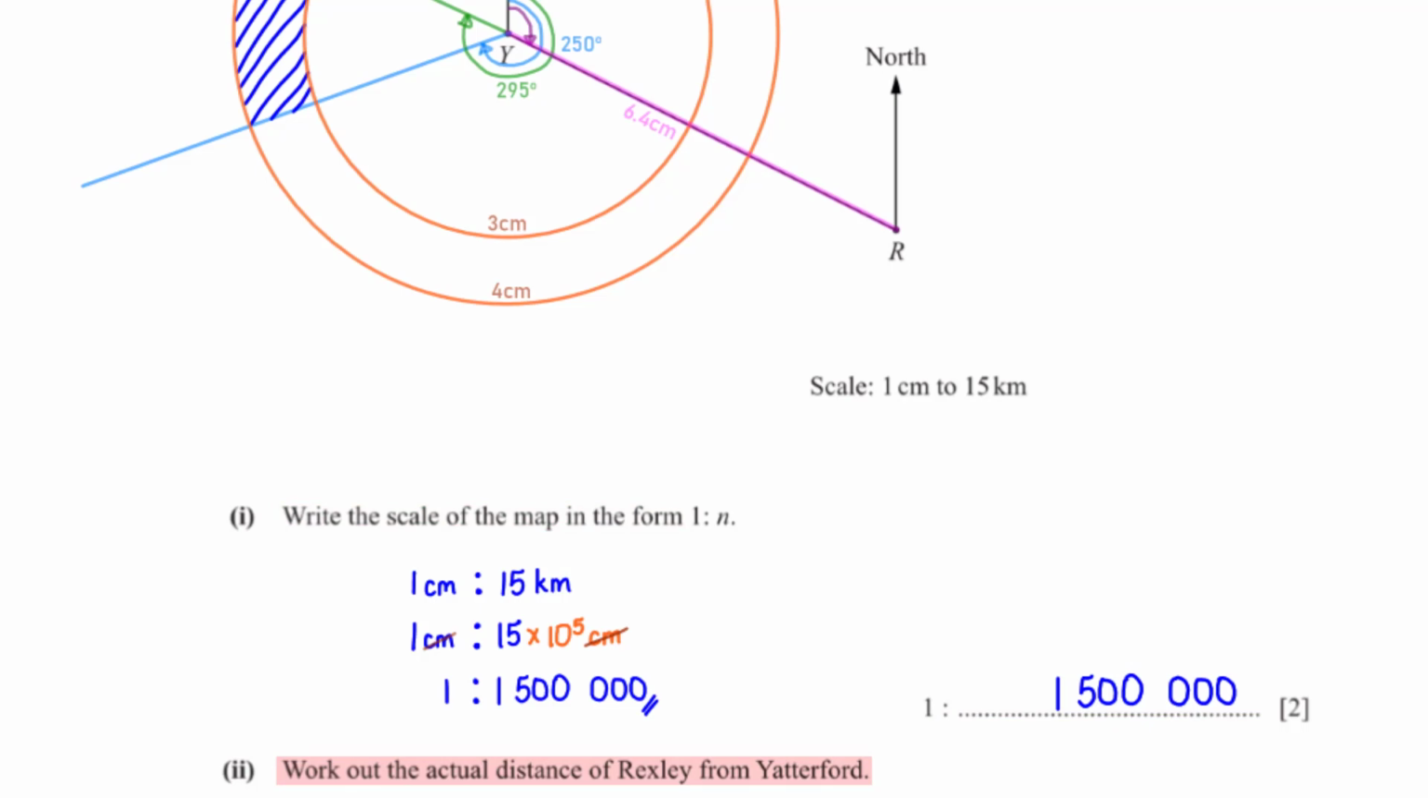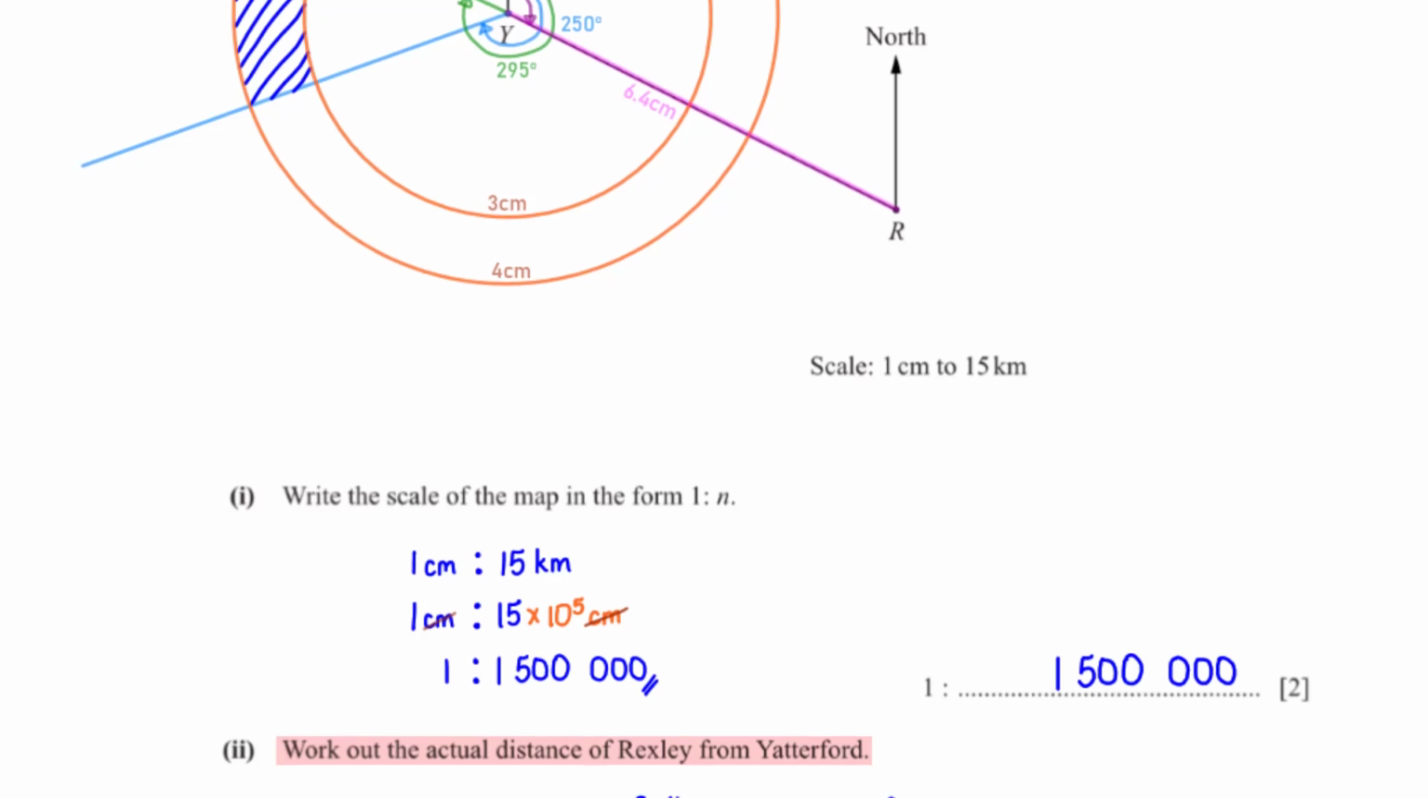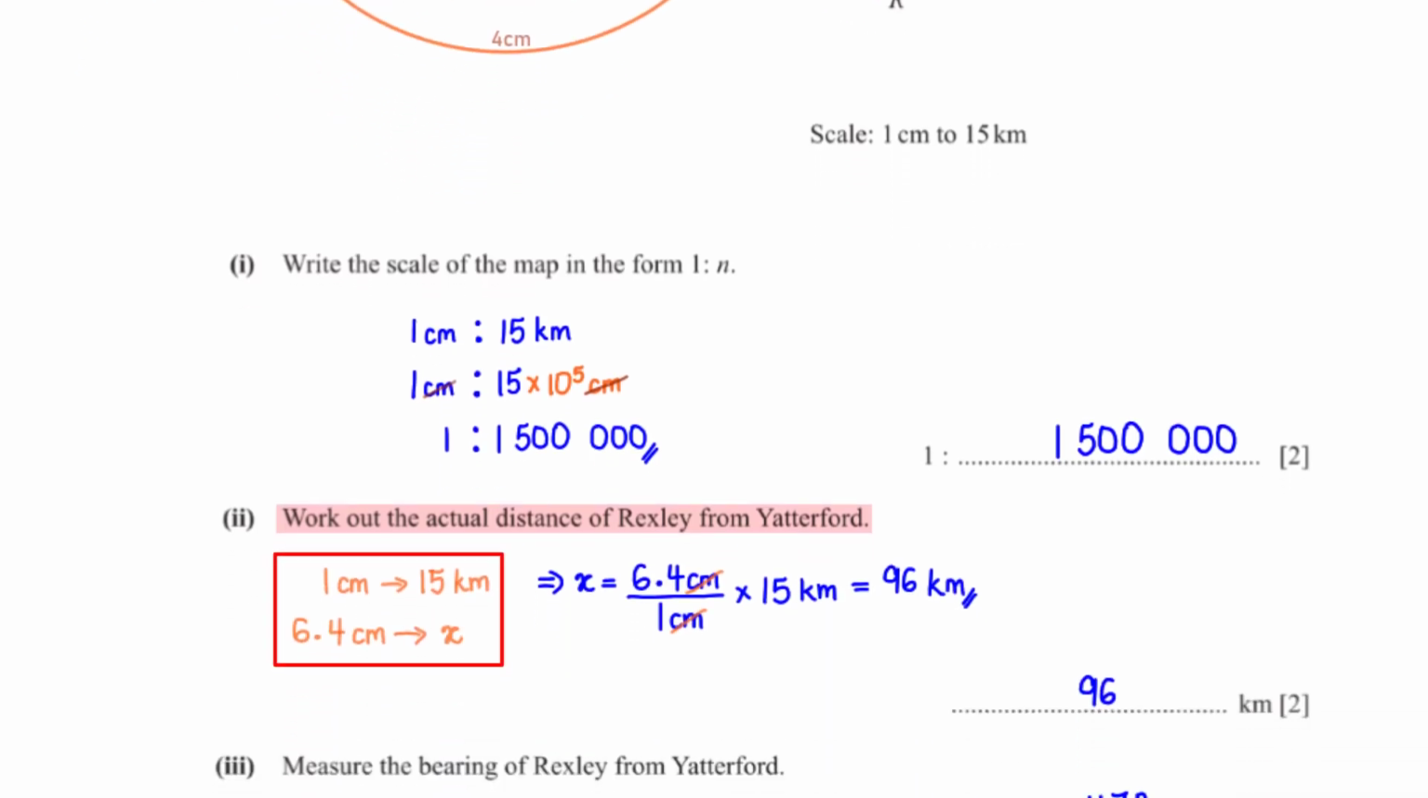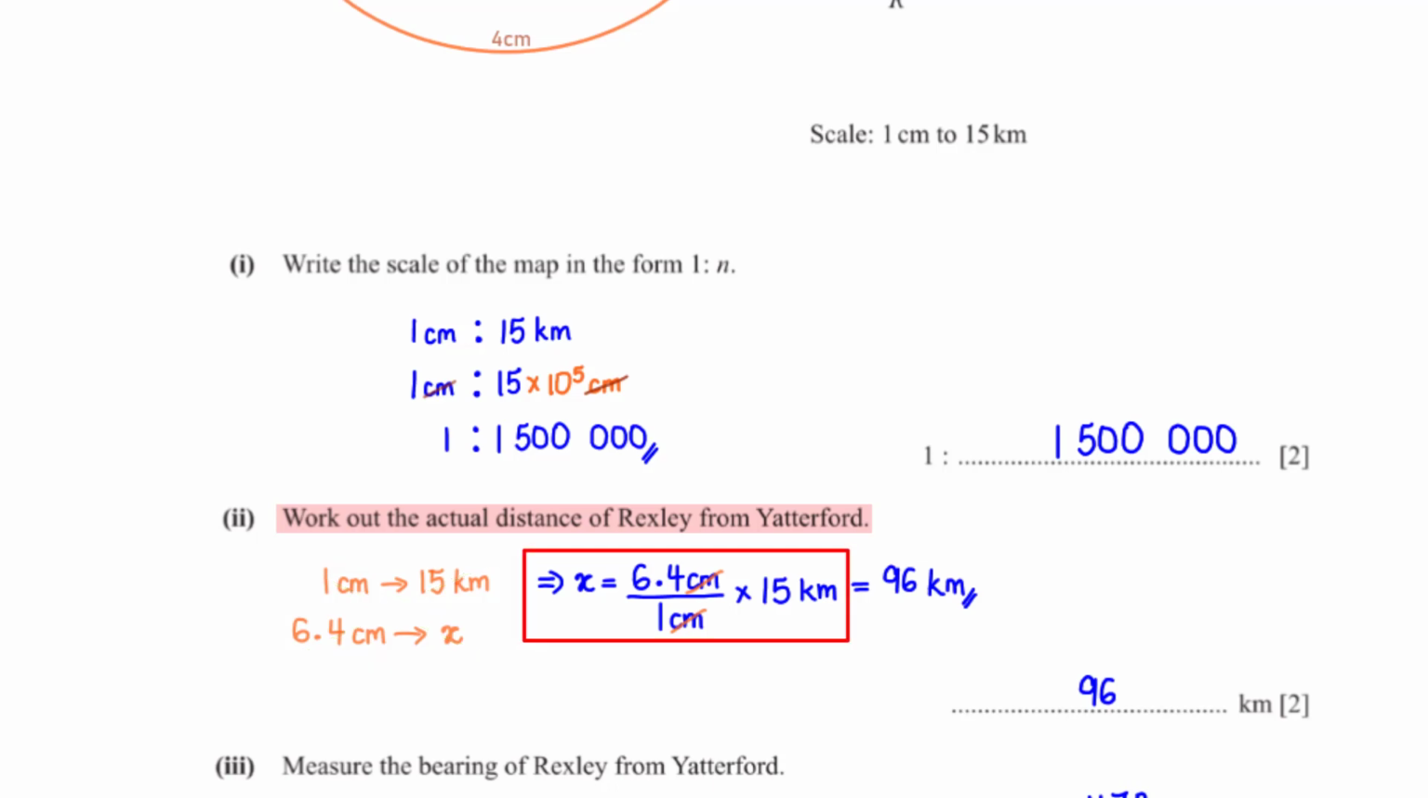Work out the actual distance of Rexley from Yatterford. On the scale drawing, when we measure the distance between Rexley and Yatterford, we get 6.4 centimeters. So now we can get the actual distance, which we are calling x, using the given scale conversion. When we cross multiply and make x the subject, this is what we get, which is equal to 96 kilometers.